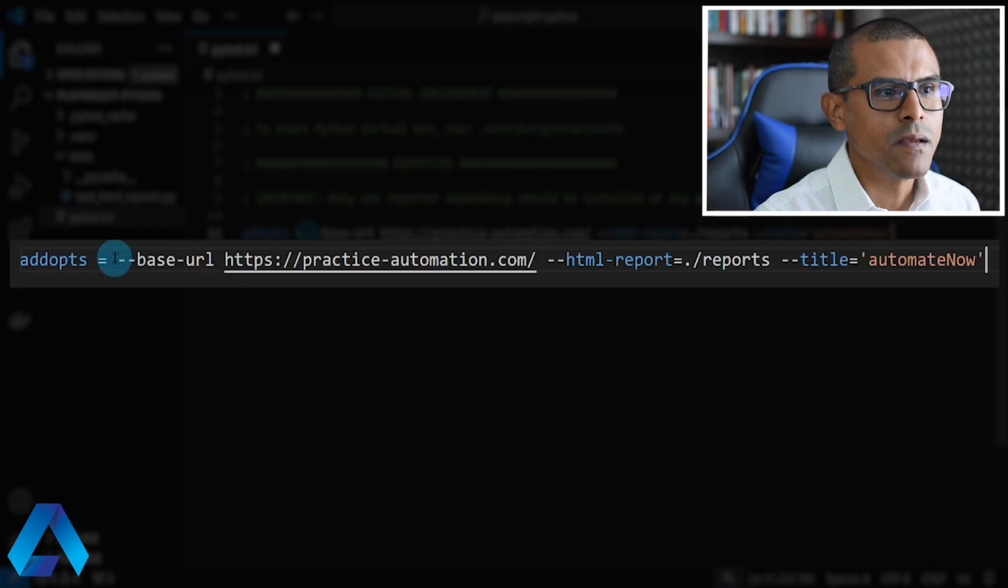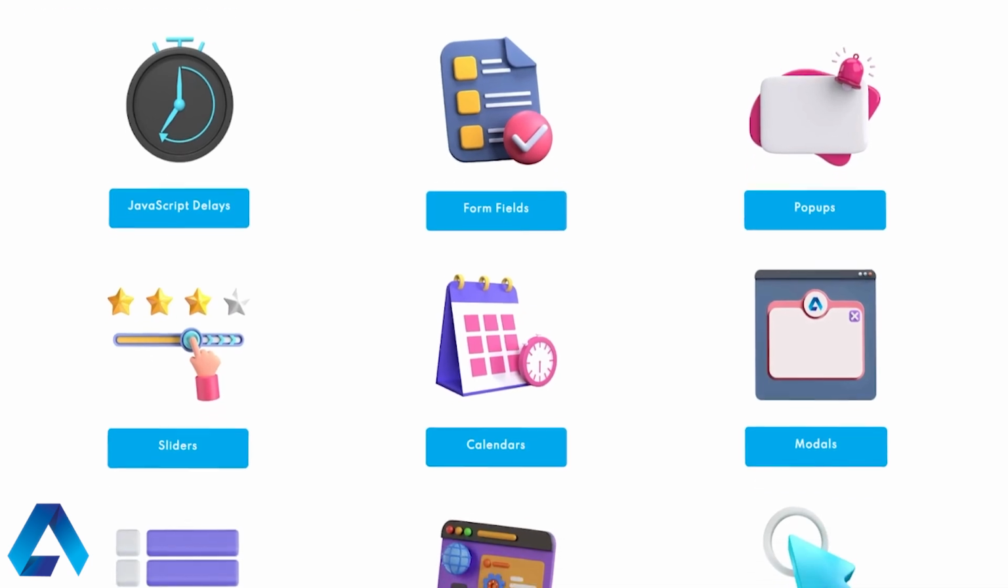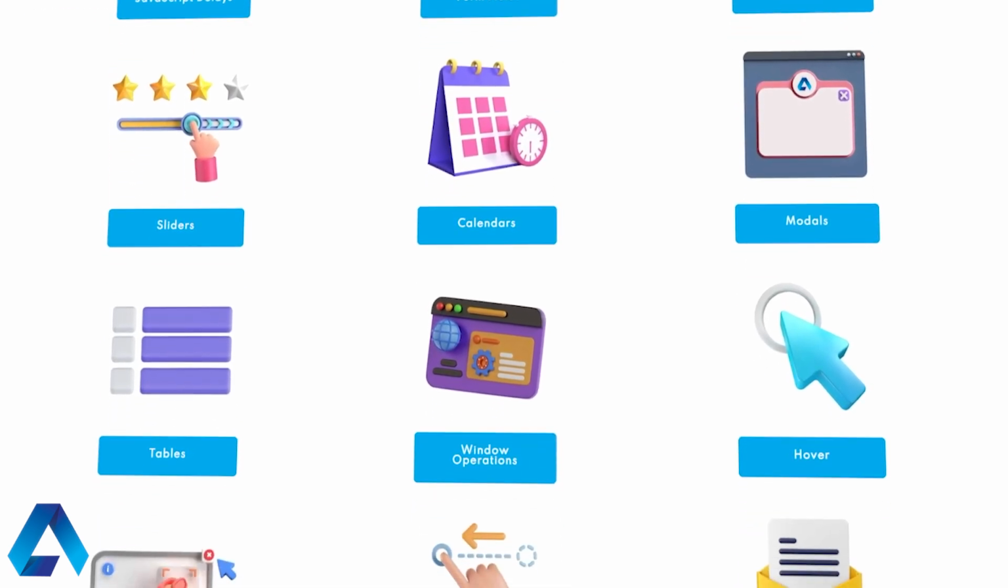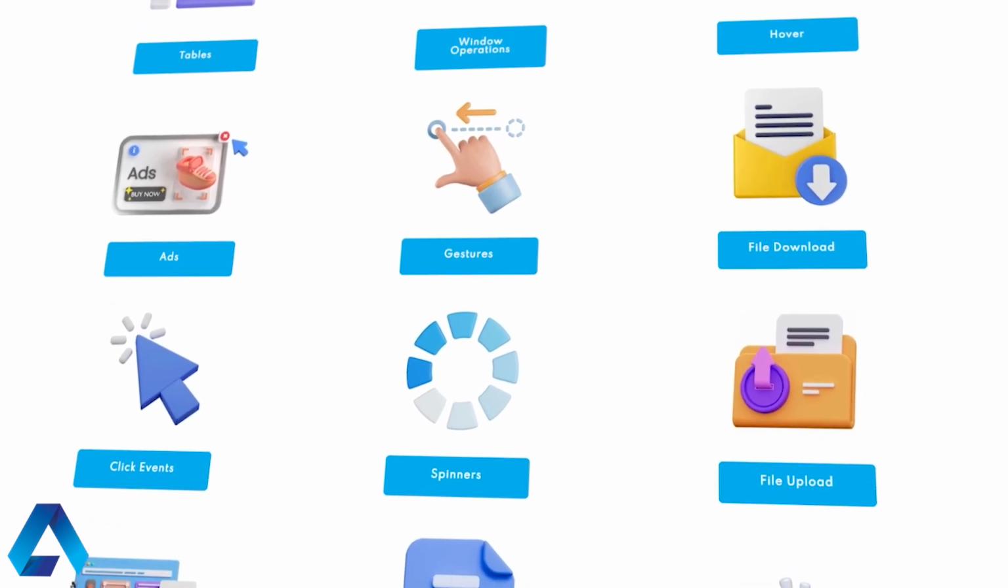The first one says base URL. All right, this is the URL that all my tests are going to go to. By the way, you should definitely check out this practice-automation.com website by automateNow, which has a lot of great content for you to practice automation.